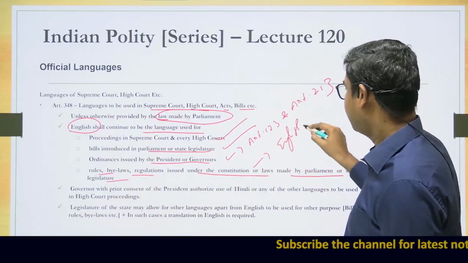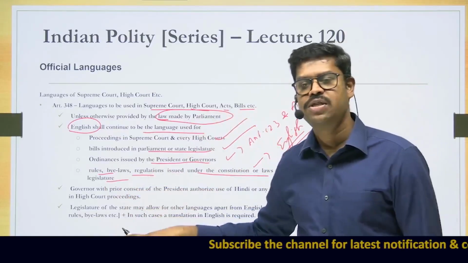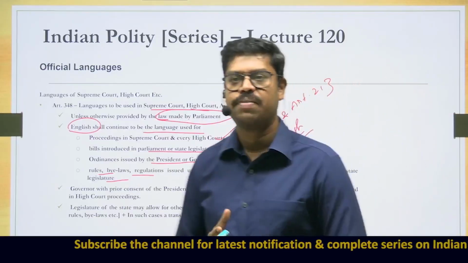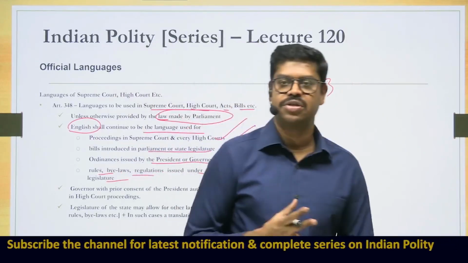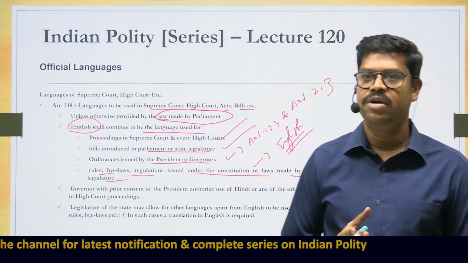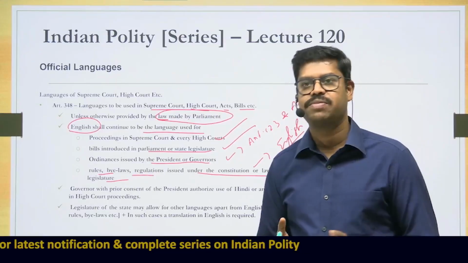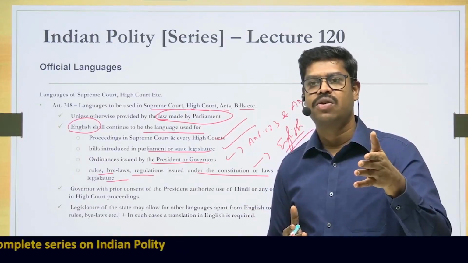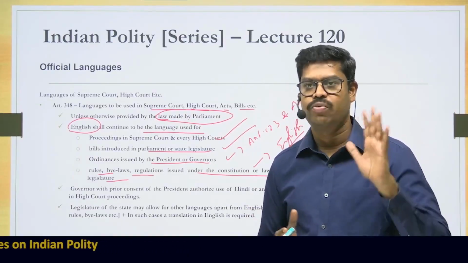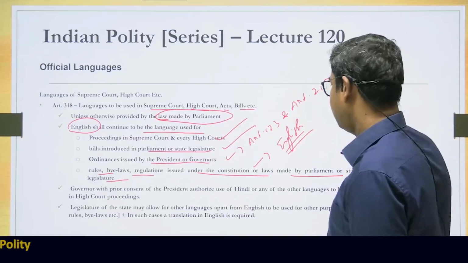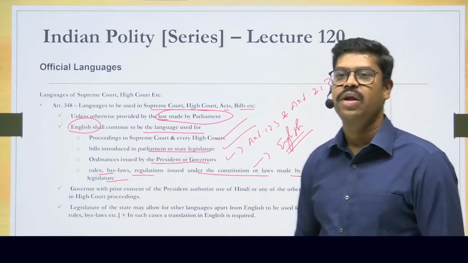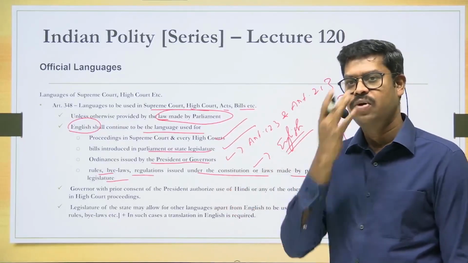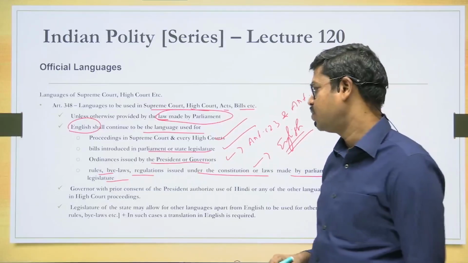So try to understand in general which language is to be used for all these purposes. For the proceedings in Supreme Court and High Court, English. For the bills to be introduced in the Parliament and state legislature, English. All the ordinances issued by the President and Governor, English. All the subordinate legislations made by the executives, English. Unless and until the Parliament specifically makes a law in this regard and specifies a particular language. So this is what basically you will have to understand under Article 348 of the Constitution. I guess this is quite clear to all of you. So this is the first thing that you'll have to understand with regard to Article 348.